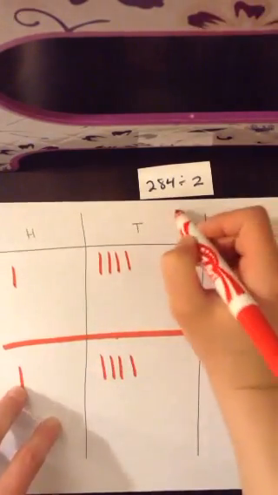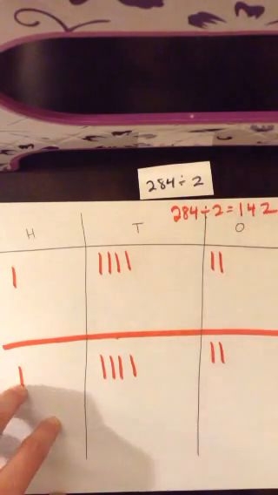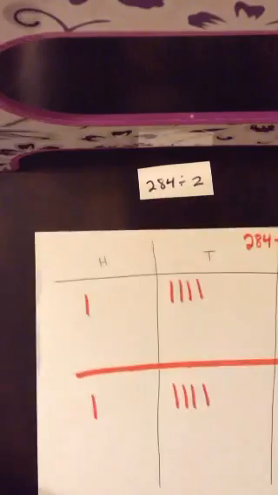142. 284 divided by 2 equals 142, just as we see here. Let's do one more.